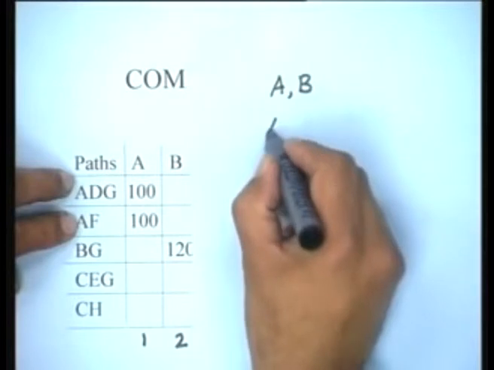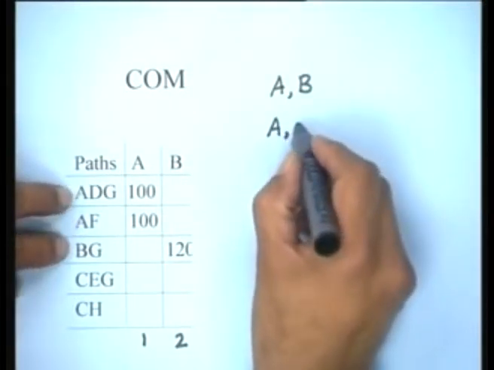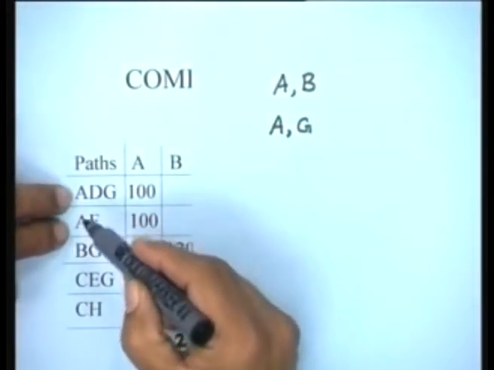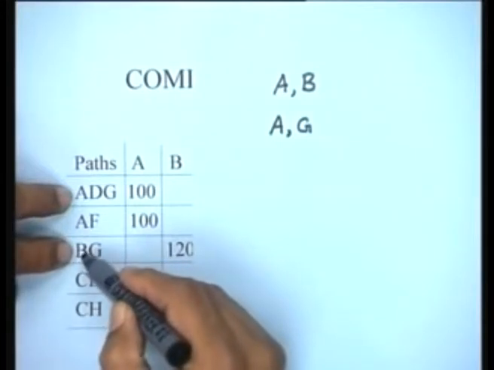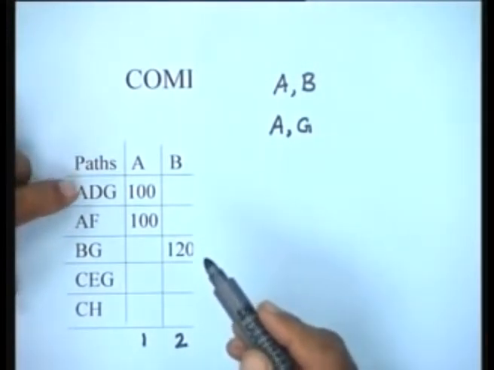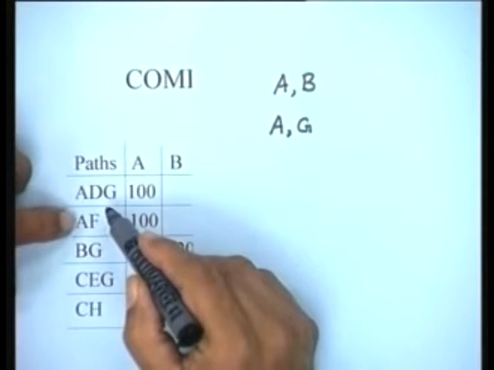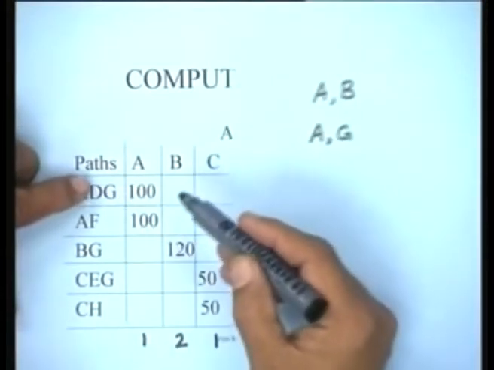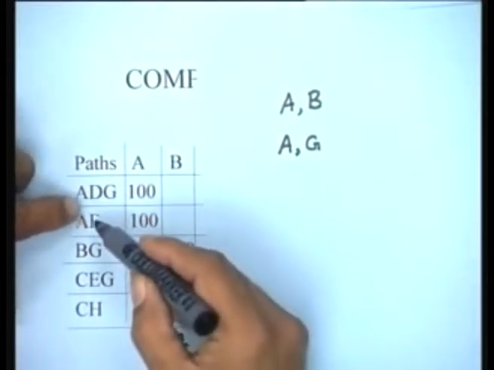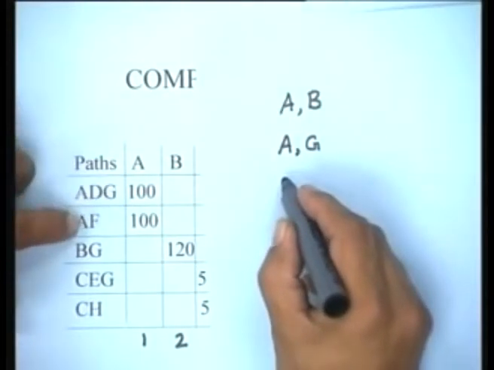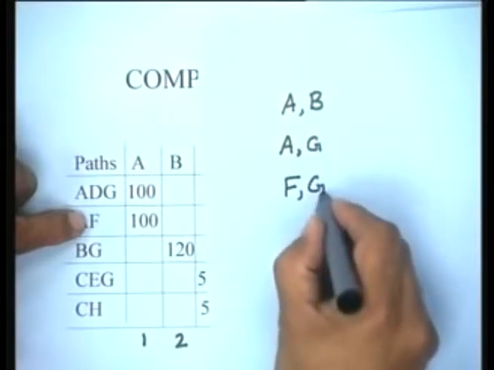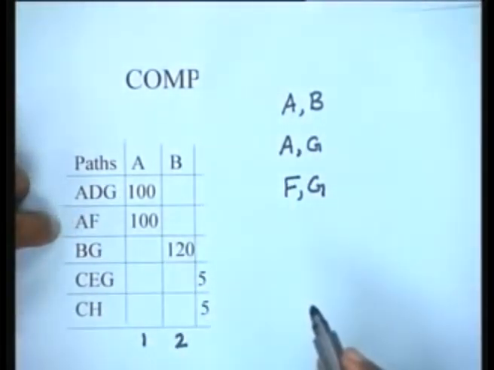The other option that we can have is reduce A and reduce G, because A will reduce both these paths and G will reduce this path. This is the first option. A with G, this is another option. But which are the other options that are possible? One other option that could be there is you could reduce G here, and G will reduce both these paths, so you can have F and G. F and G will reduce all these paths, isn't it?